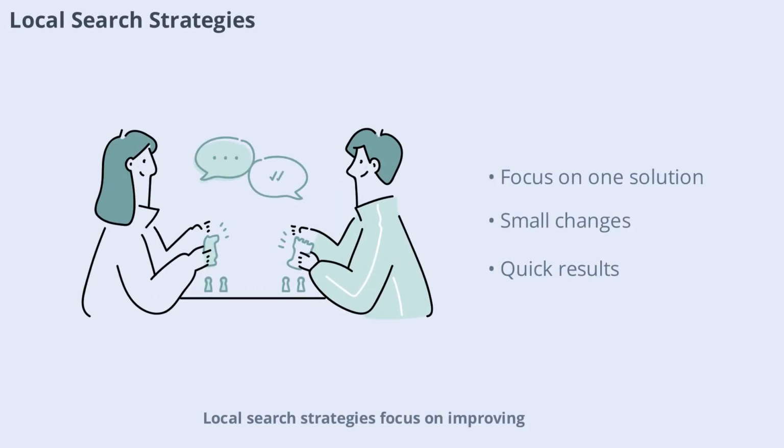Local search strategies focus on improving a single solution by making small changes, rather than exploring the entire state space. These methods are especially useful when the state space is too large to search exhaustively. By iteratively tweaking the current solution, local search can quickly find good, if not always optimal, answers to complex problems.